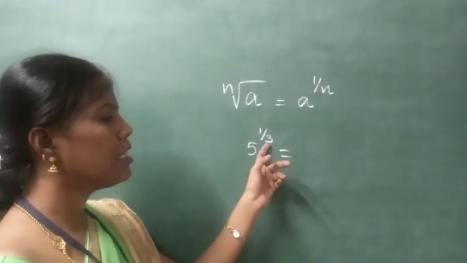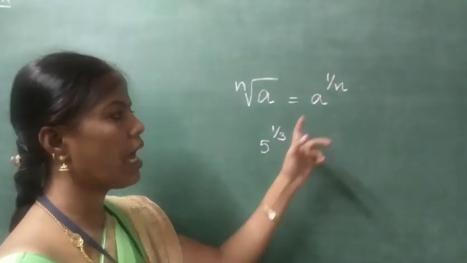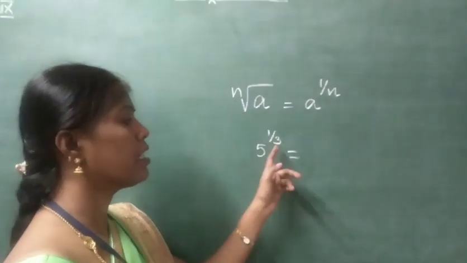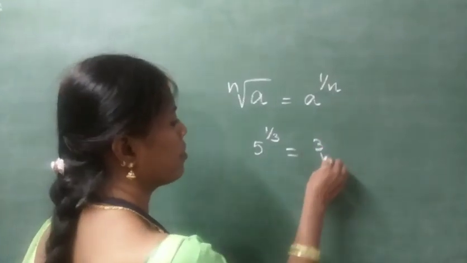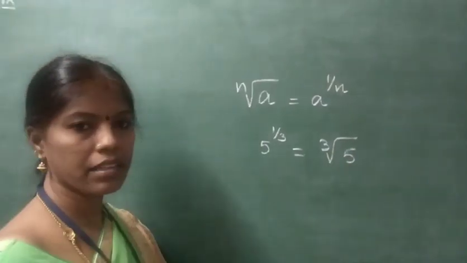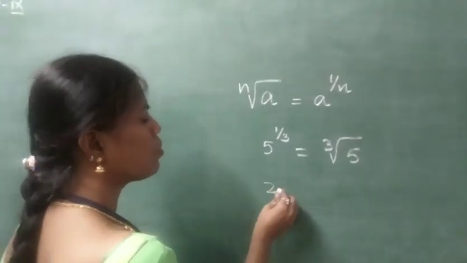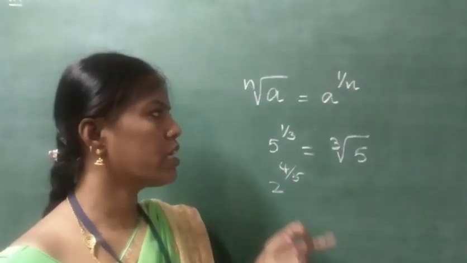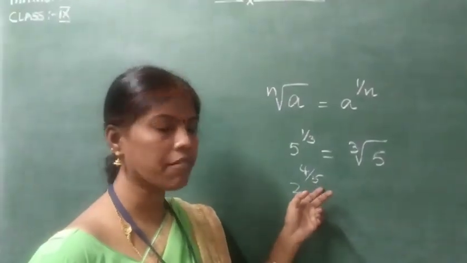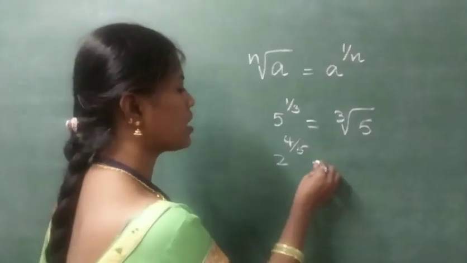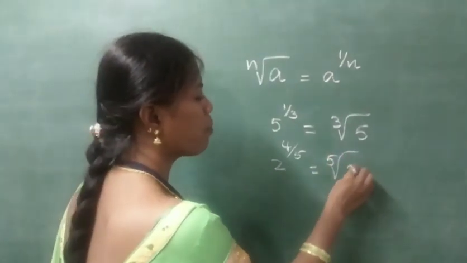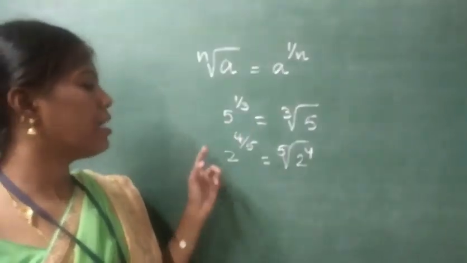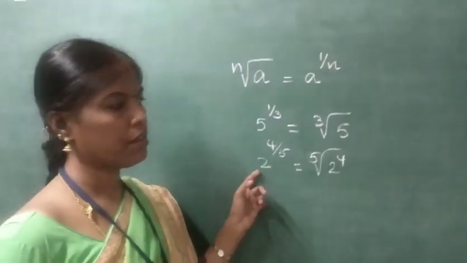If you observe this, n is equal to 3 and a is equal to 5. What is the radical form? Nth root a, that is cube root 5. So in a simple way we can write it like this. Suppose it is 2 to the power of 4 by 5. Now here what is n? n is nothing but 5. What is a? 2. So it is nothing but the fifth root of 2 to the power 4. So this is the radical form and this is the exponential form.